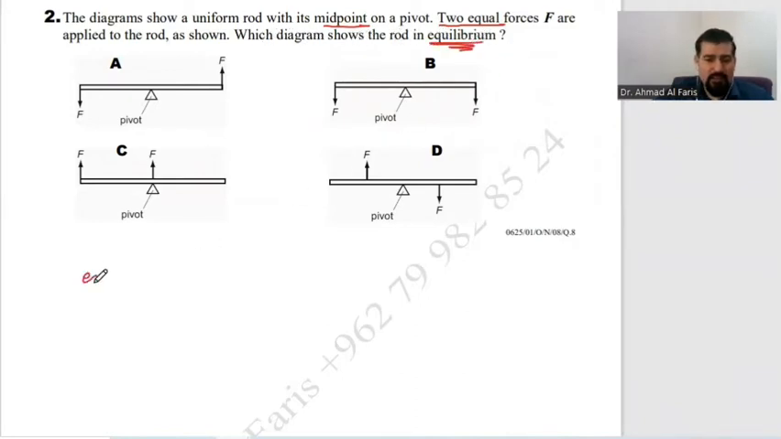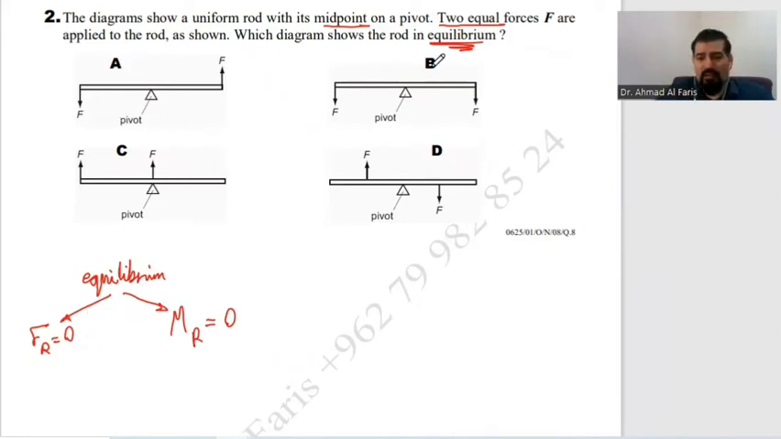Now we said that the word equilibrium means what? What's the meaning of equilibrium? Equilibrium means that the resultant force is equal to 0, and also the resultant moment is equal to what? To 0. So it is balanced and it doesn't turn. So let's check which one of these, A, B, C, or D, is in equilibrium.